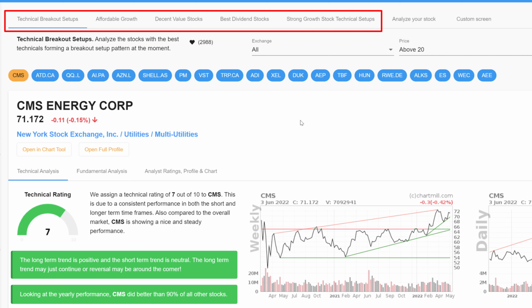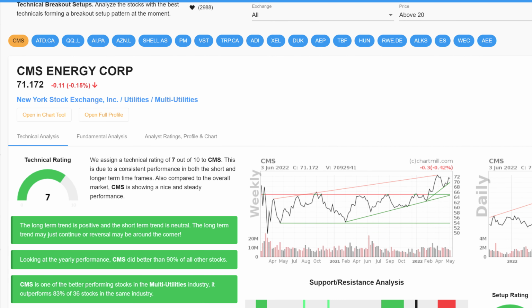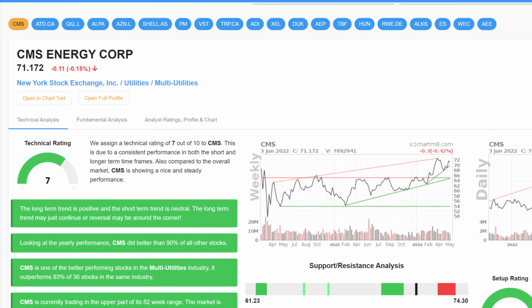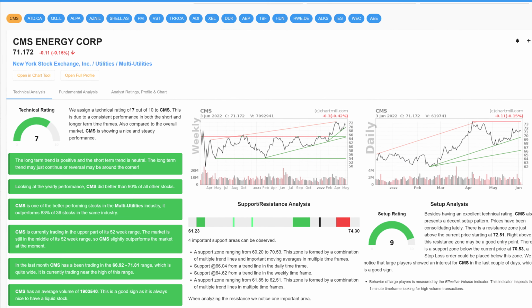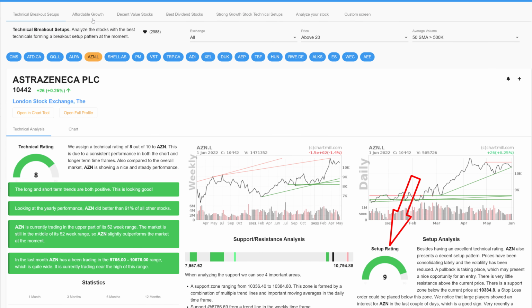These setups are generated based on 2 purely technical ratings. The technical rating, which is obtained by looking at the price trend in both the short and long term. And the stronger and clearer the upward trend, the higher this score will be. And then there is also the setup rating. So if there is a decent setup pattern recognized by ChartMill, the setup rating will be higher.